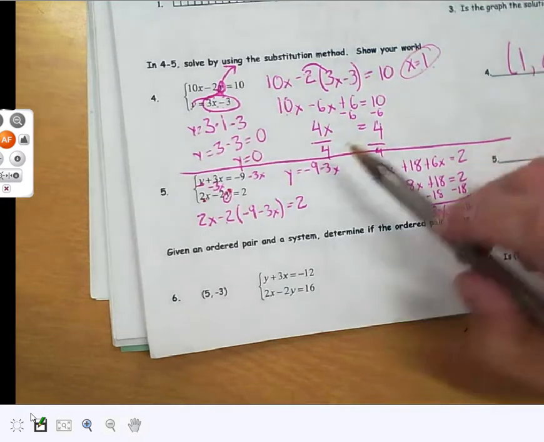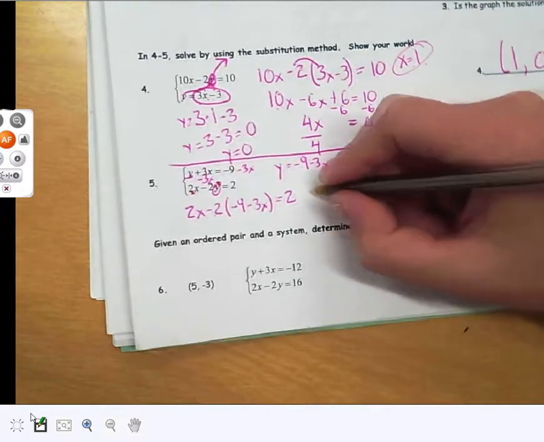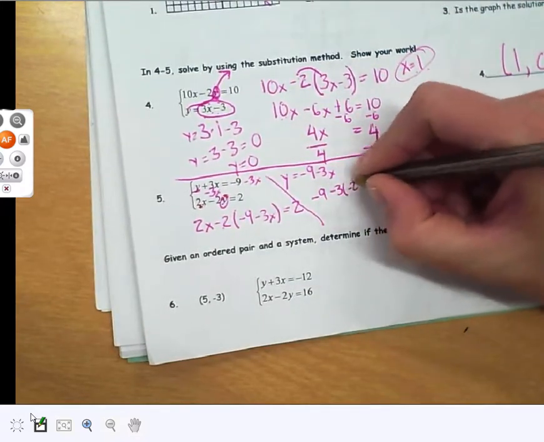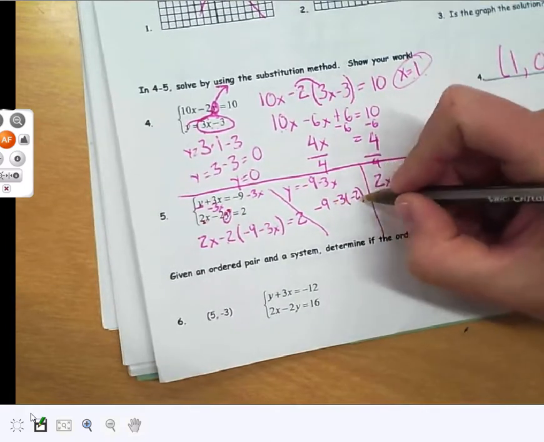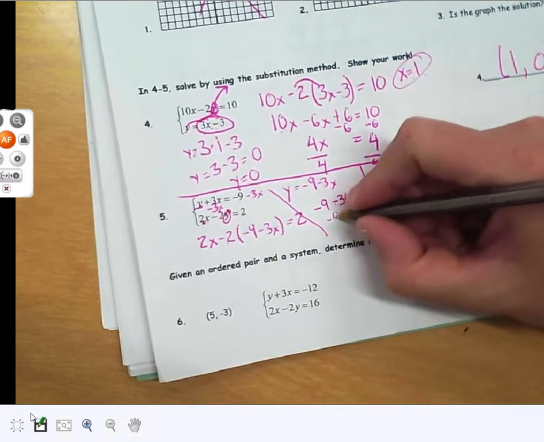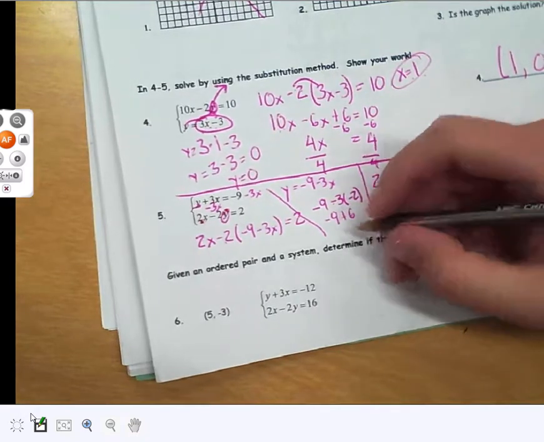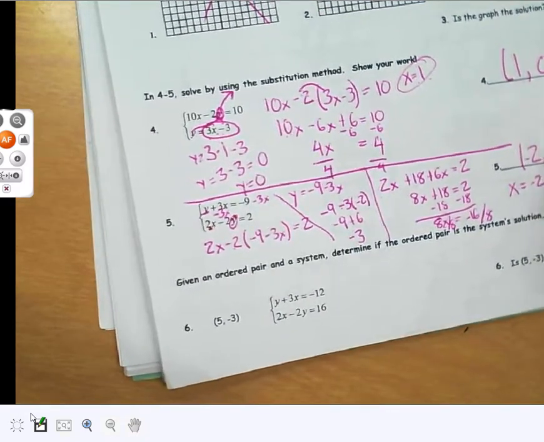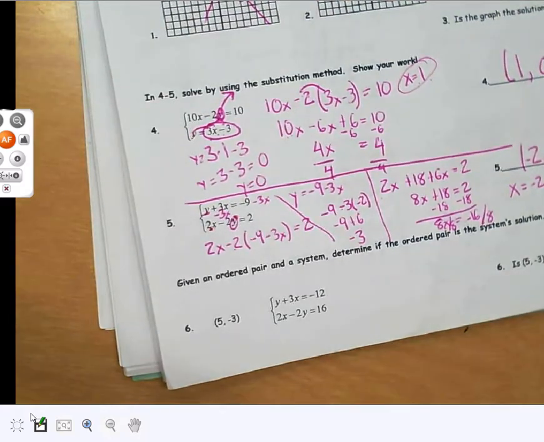I take that negative 2 back here. Negative 9 minus 3 times negative 2. Negative 3 times negative 2 is 6. Negative 9 plus 6 is negative 3. So x is negative 2, y is negative 3.